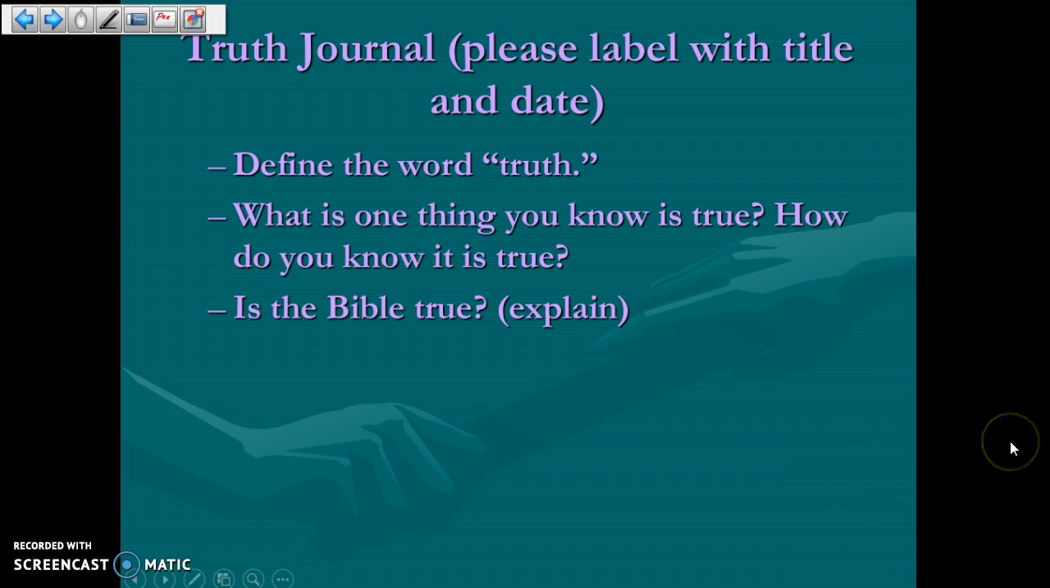This journal is going to be called the Truth Journal. So please title it as such and write down the date that you are filling this in. For this truth journal, please define the word truth. Write down one thing you know is true and how you know it's true. And then answer the question, is the Bible true? Please explain this answer. Please pause this video while you answer these questions.